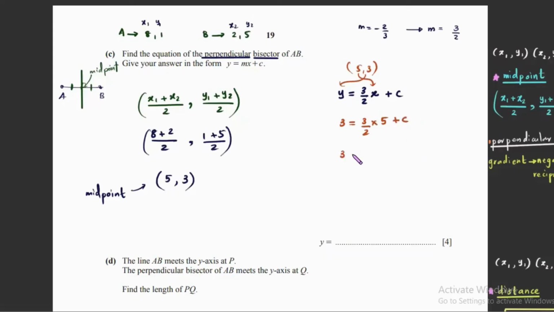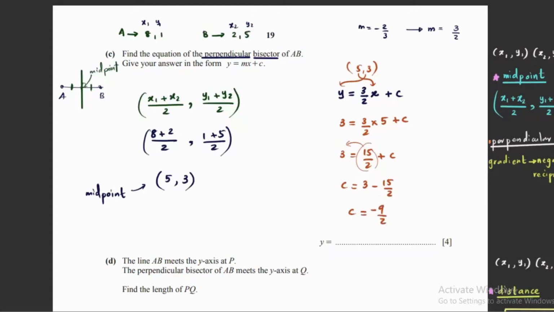So I get 3 is equal to 15 over 2 plus c. I need to take this 15 over 2 to the other side, so it has to be deducted. So c is equal to 3 minus 15 over 2. When we subtract it, we get the value of c as minus 9 over 2.